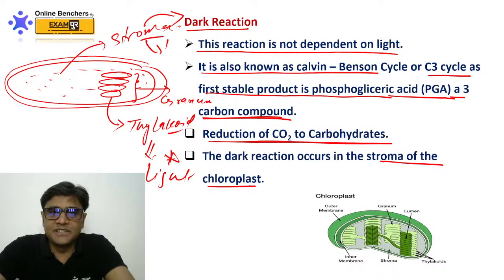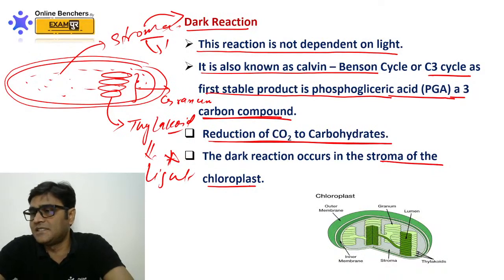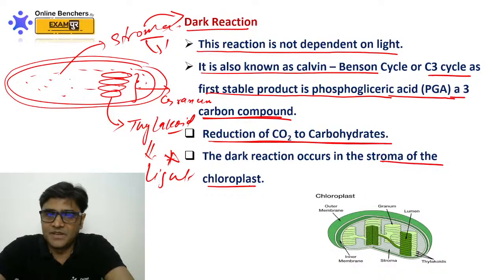So next class we will discuss heterotrophic plants. Those plants which obtain their food from other organisms are known as heterotrophic plants.